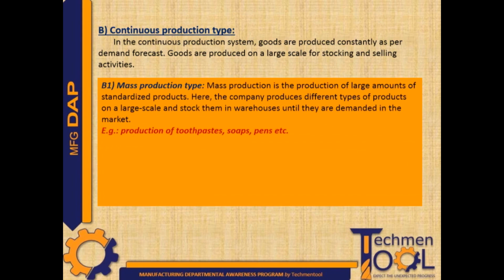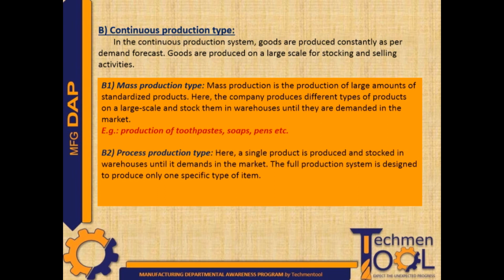Mass production is the production of large amounts of standardized products. Here, the company produces different types of products on a large scale and stocks them in warehouses until they are demanded in the market. Example: production of toothpaste, soaps, pens, etc.